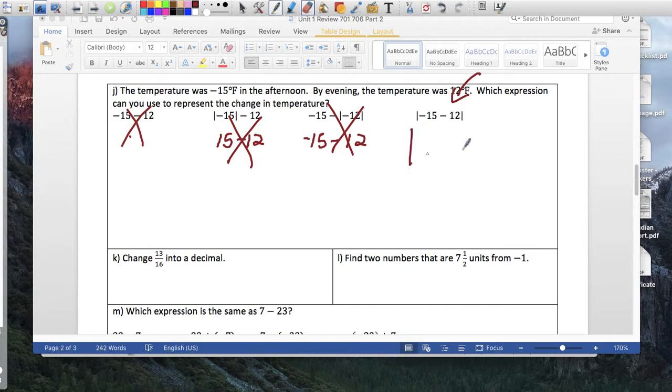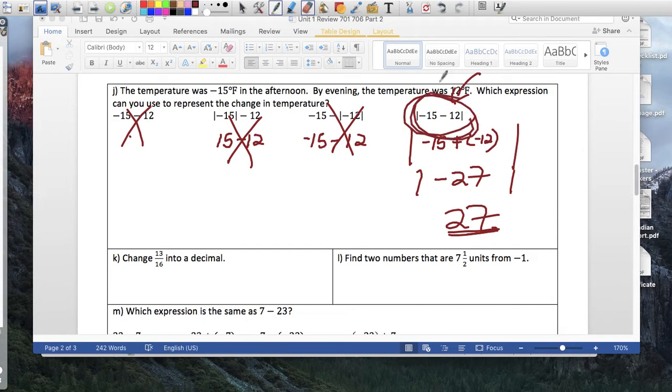And to make sure, here's my absolute value. Negative 15 minus 12. So let's change that to addition. Negative 15 plus negative 12. Not taking the absolute value yet. Let's find out these two. It's a negative plus a negative, so it's a negative. 15 plus 12 is 27. What's the absolute value of negative 27? Negative 27 is 27 spaces away from 0, so that is 27. Isn't that what we wanted? An expression that represented 27? So here is your correct choice.